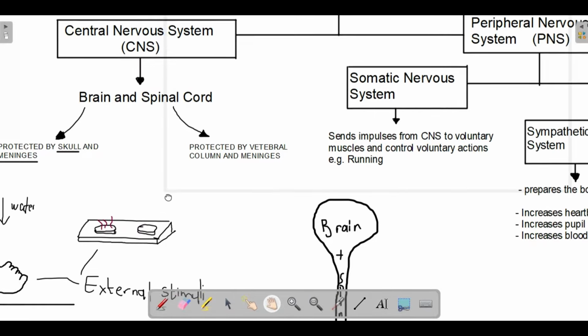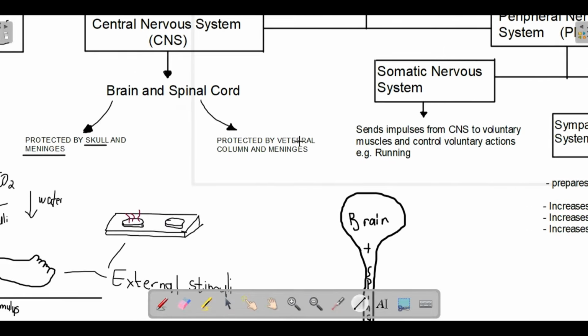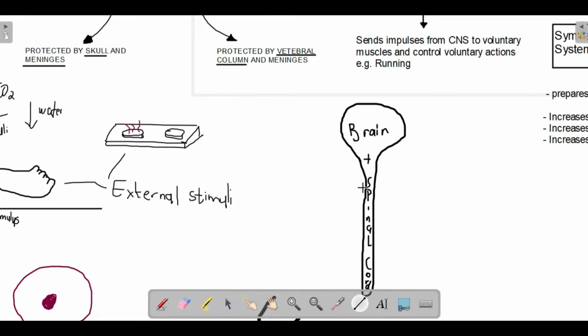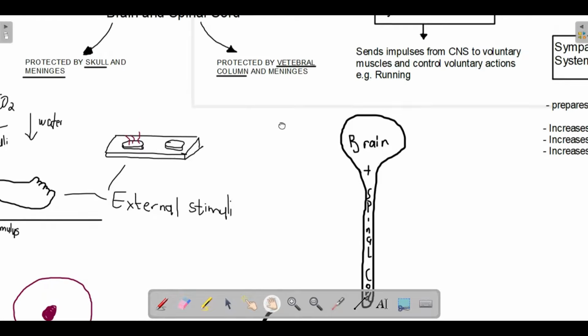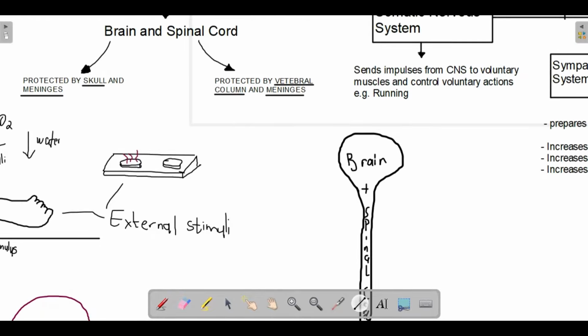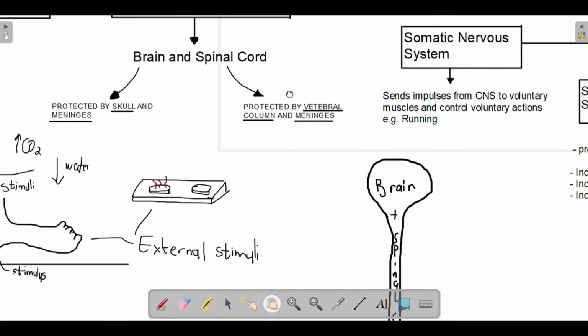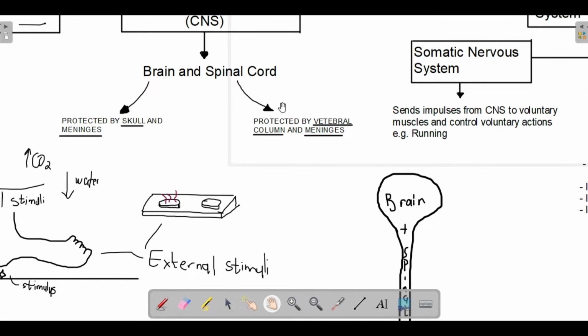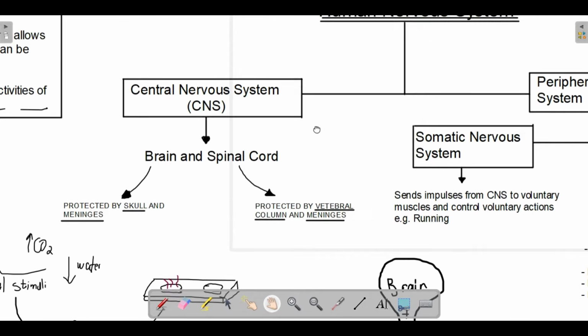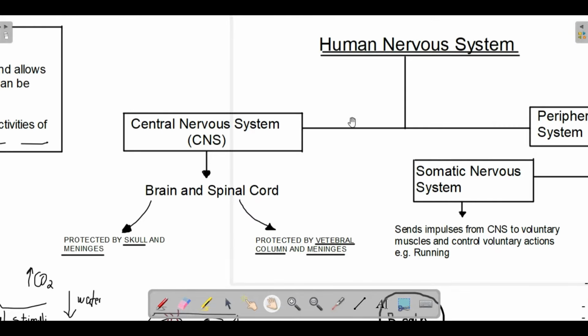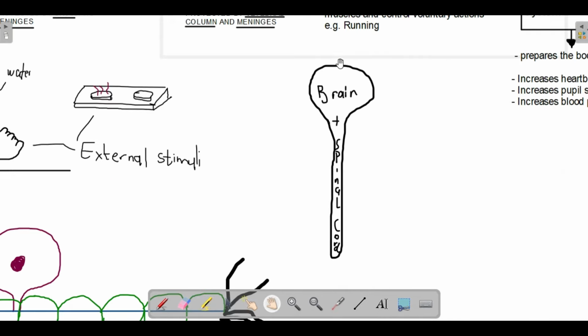The spinal cord, on the other hand, is protected by the vertebral column, which is the set of bones that are around the spinal cord, and it is also protected by meninges as well, right? So whenever they ask you to state two structures that protect the spinal cord, that has to be the vertebral column and the meninges, right? So that is the central nervous system. And remember, central means at the center of the body.